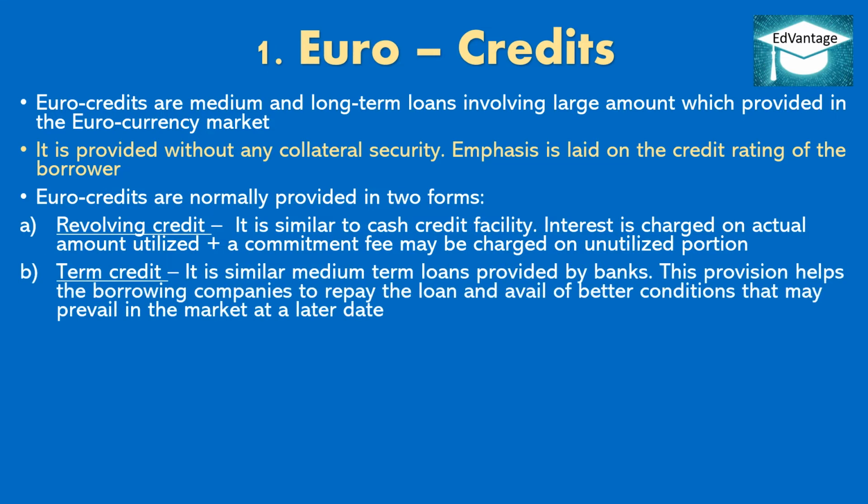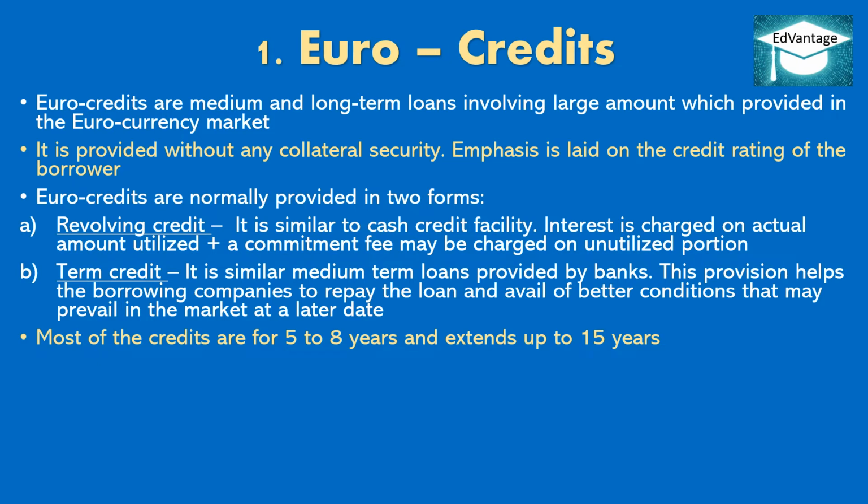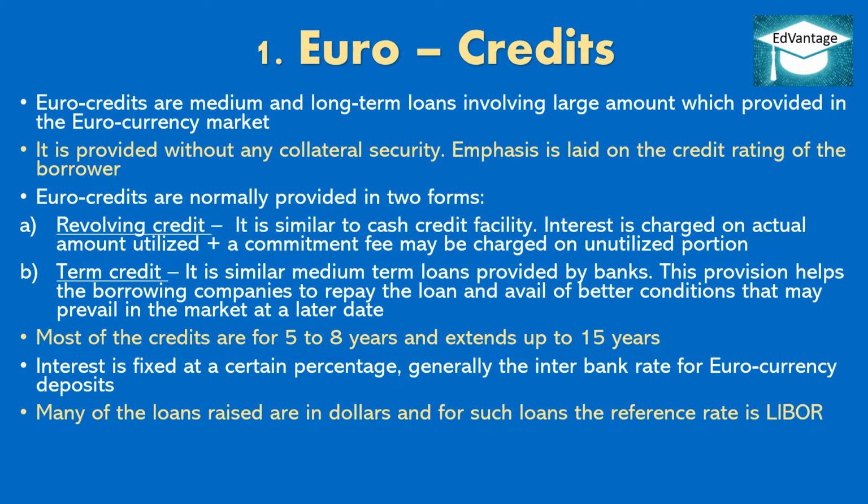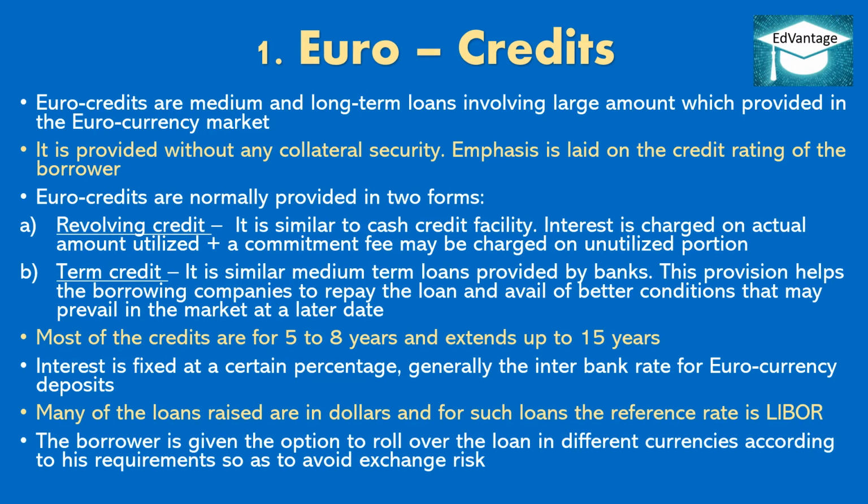Term credit. It is similar to medium-term loans provided by banks. This provision helps the borrowing companies to repay the loan and avail of better conditions that may prevail in the market at a later date. Most of the credits are for 5 to 8 years and extends up to 15 years. Interest is fixed at a certain percentage, generally the interbank rate for euro currency deposits. Many of the loans raised are in dollars, and for such loans the reference rate is Libor. The borrower is given the option to roll over the loan in different currencies according to his requirements so as to avoid exchange risk.